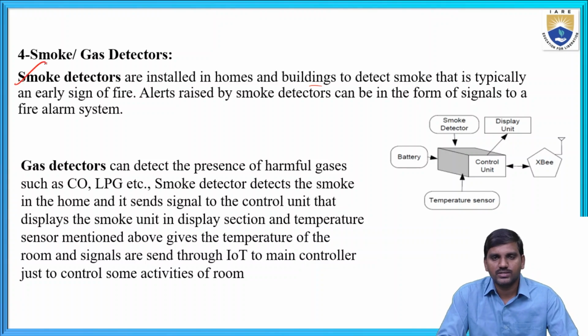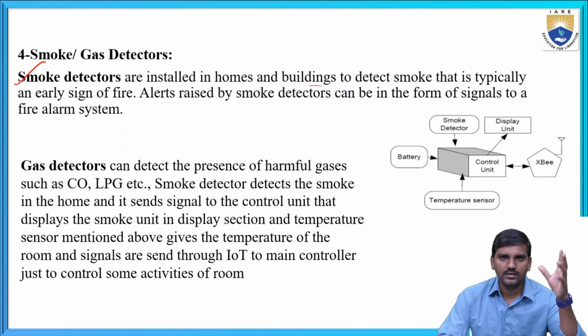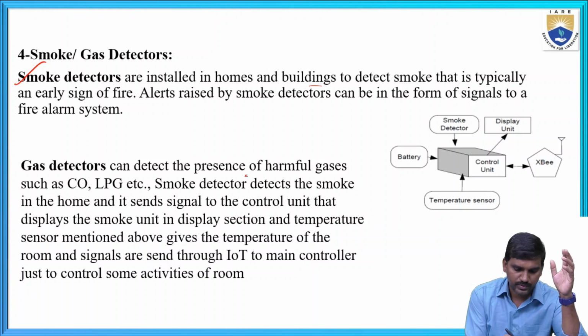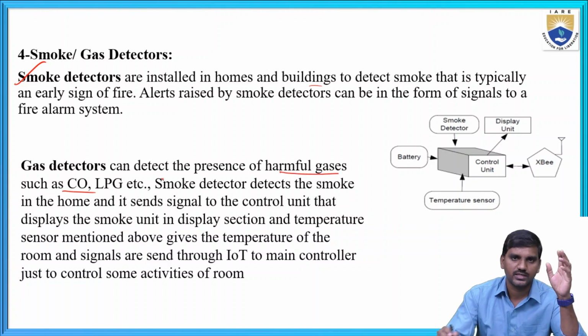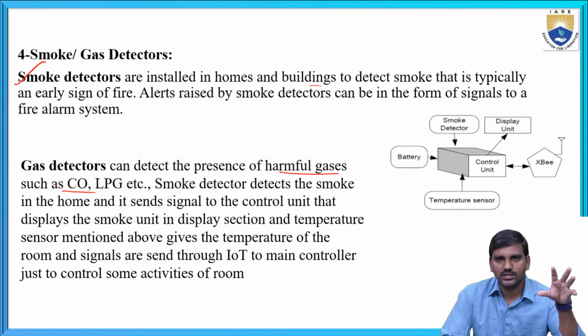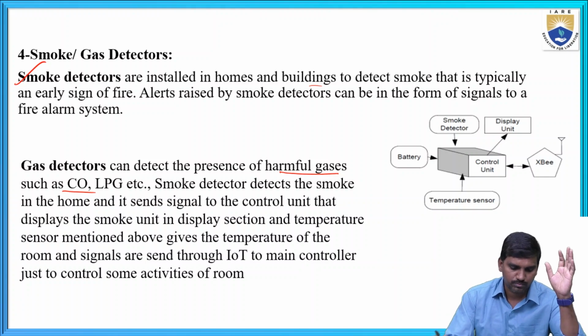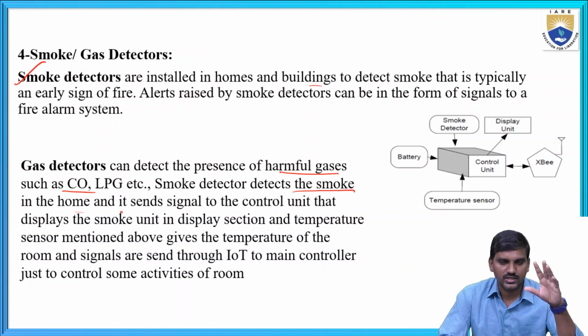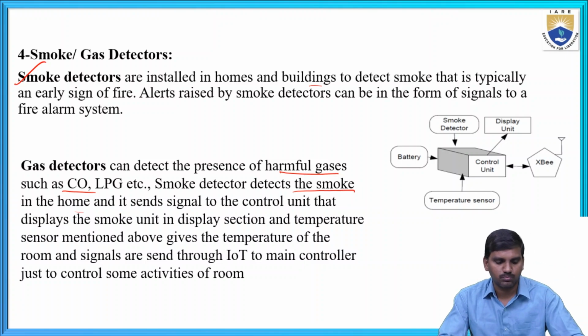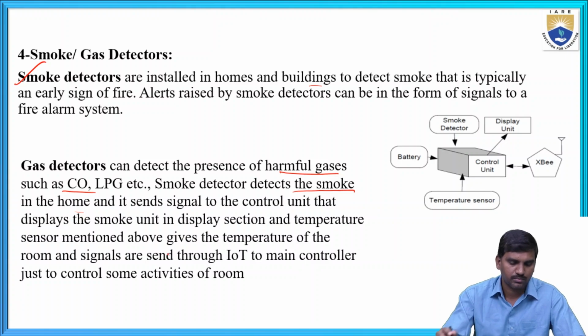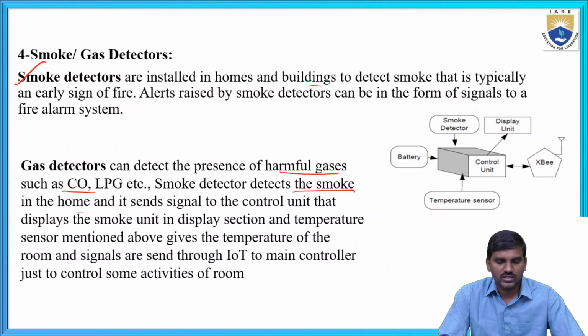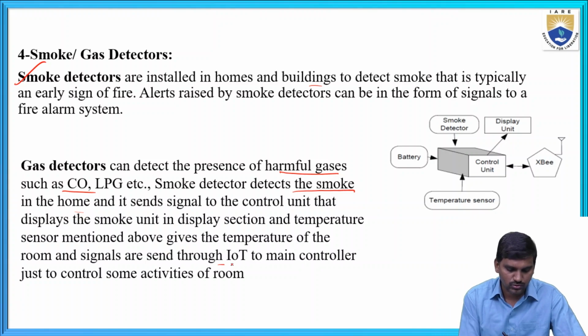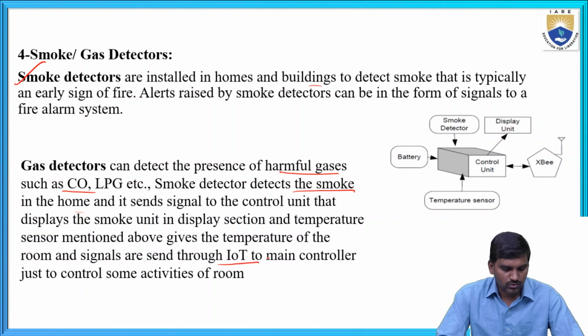And gas detectors identify smell or temperature, and the presence of harmful gases such as CO and LPG can be detected by that system, which immediately sends alerts to the particular destination point. The smoke detector detects the smoke in the home and sends a signal to the control unit, which displays the smoke level in the display section, and the temperature sensor mentioned above gives the temperature of the room. Signals are sent through IoT to the main control unit to control the activities of the room.